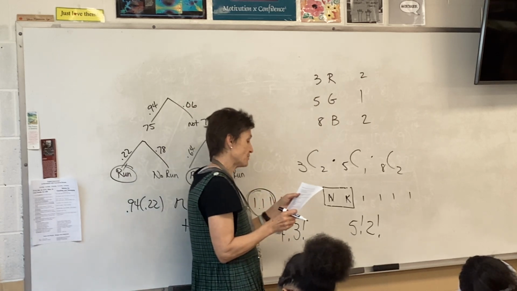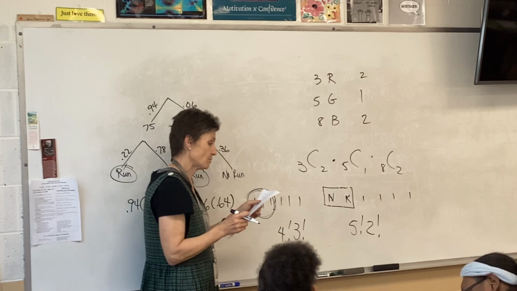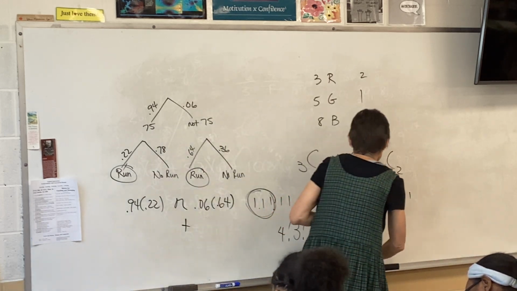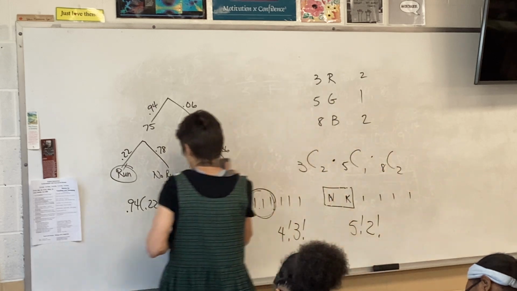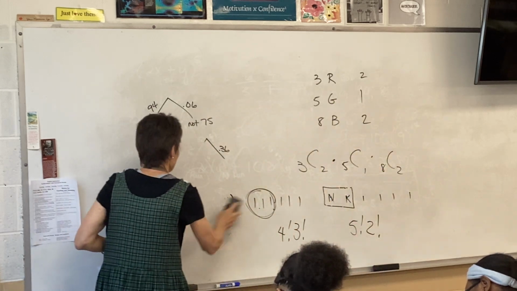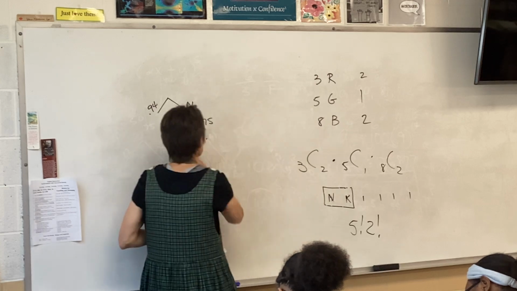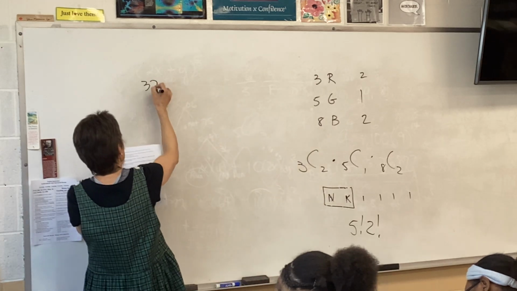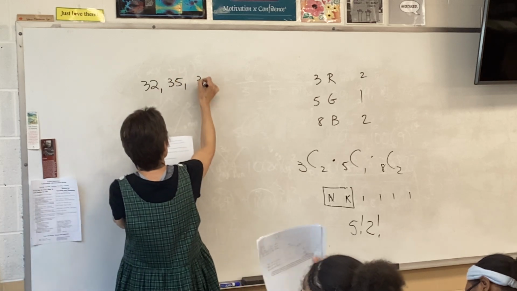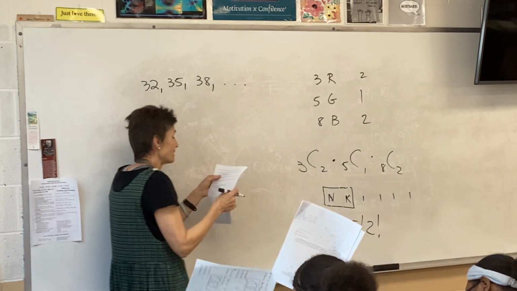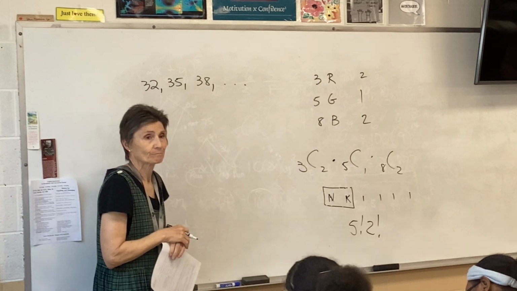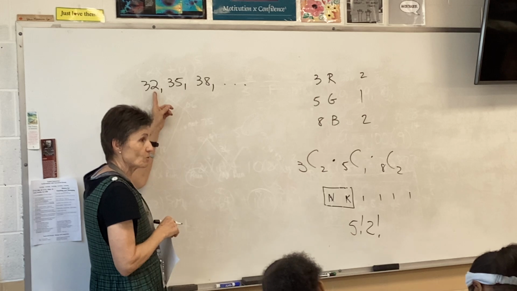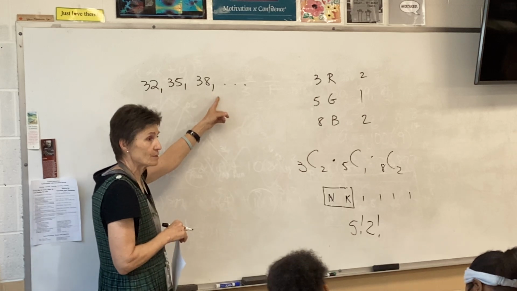All right, if Sue ate 32 kisses on the first day, 35 the second day, 38 on the third, how many did she eat on the 90th day? All right, let's look at this set of numbers. So we've got 32, 35, 38. What kind of numbers are these? Arithmetic. This is the first day, second day, third day.